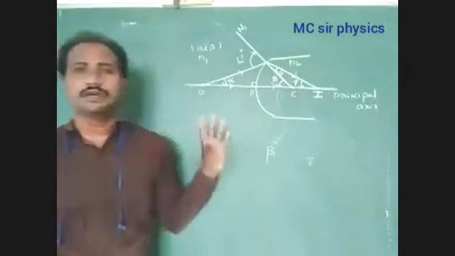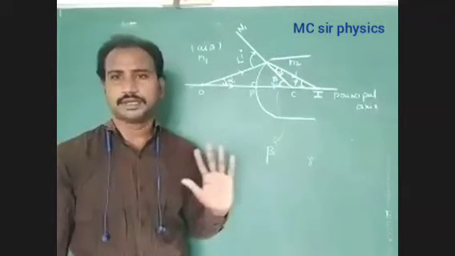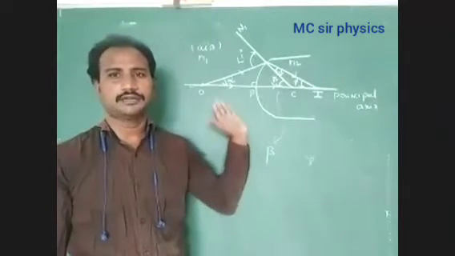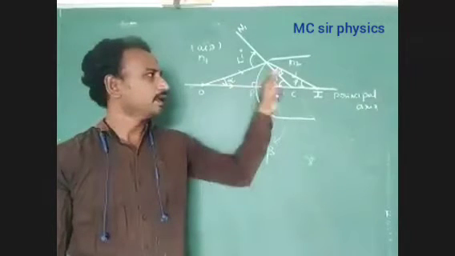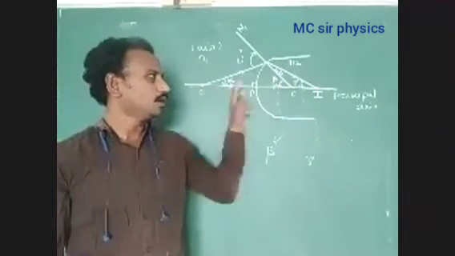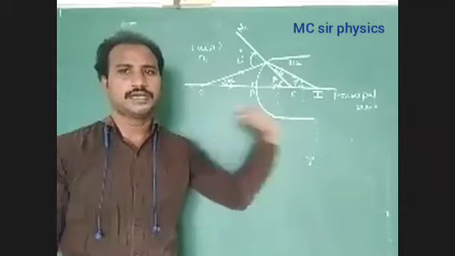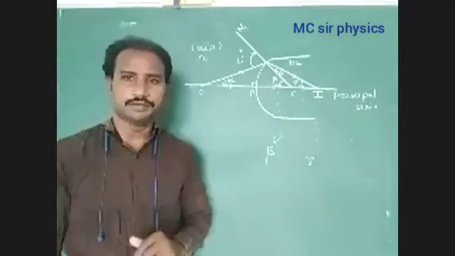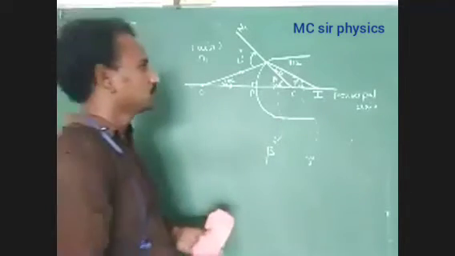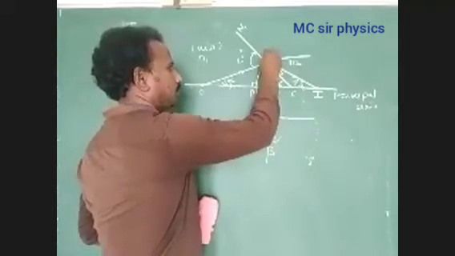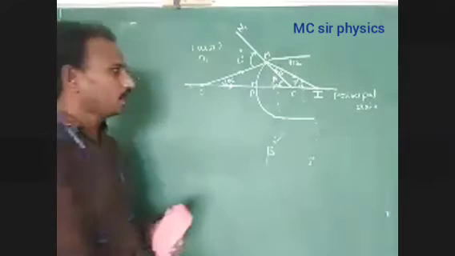First we have to draw the diagram and identify the angles with respect to the normal and with respect to the principal axis. Angle of incidence we calculate with respect to the normal. Angle of refraction is also calculated with respect to the normal. But angle alpha, angle beta, angle gamma, we calculate with respect to the principal axis. Reference is very, very important. Understood? Now M represents the incident point on the refracting surface. Yes or no?